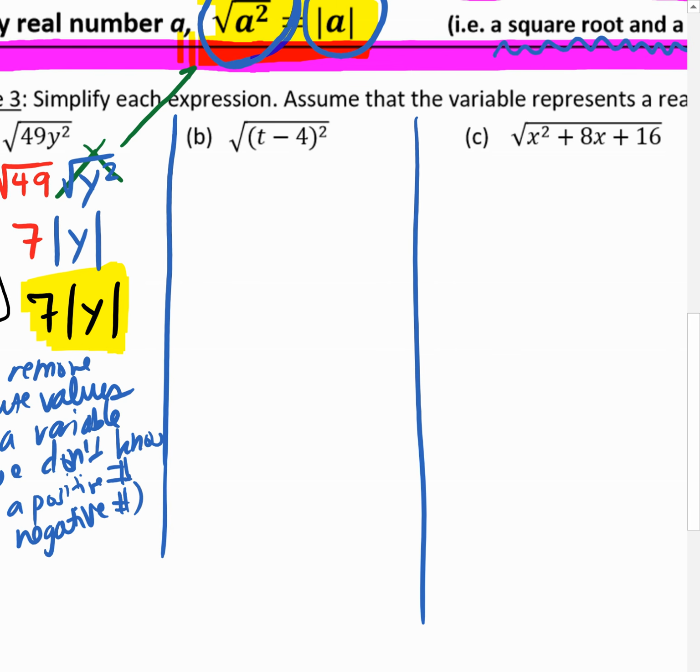Let's try part B here. And notice part B looks complicated. It's t minus 4 in parentheses squared. But still, you're kind of thinking of it as, that looks like the square root of a squared, the thing that's in the property there. So really, I can think of that as the square root and the square cancel, but I have to leave what was inside the root in absolute values, t minus 4. And unfortunately, that's another one where I don't know what to do with that, so that's it.